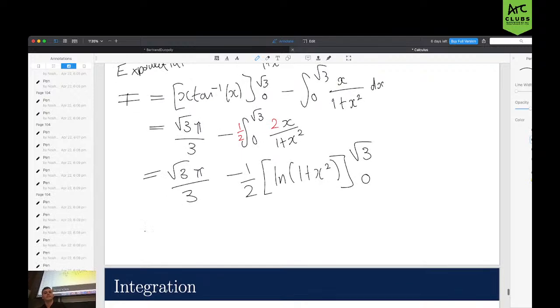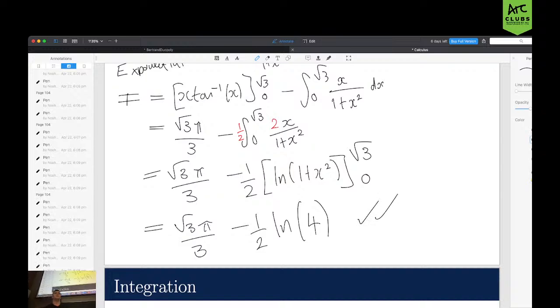And so what we get is root 3 pi on 3 minus a half ln 1 plus root 3 squared, 1 plus 3, 4. Sub in 0, and you're going to get ln 1 over here. And so that's just a 0 term. And you know, you could simplify this to ln 2 if you want. You could leave it like this. And that's your answer. Okay. So that's how you do it.